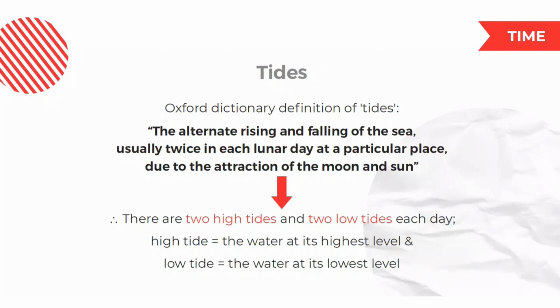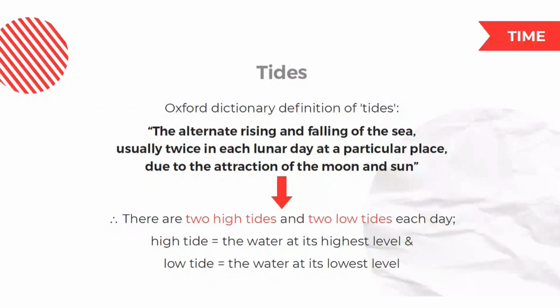So tides. This is the last little bit that I just want to share with you, is that there was a request that a lot of teachers aren't comfortable with it. So a basic definition, just for more your understanding and your teaching in class, according to the Oxford Dictionary, it's the alternate rising and falling of the sea, usually twice in a lunar day at a particular place, due to the attraction of the moon and the sun.